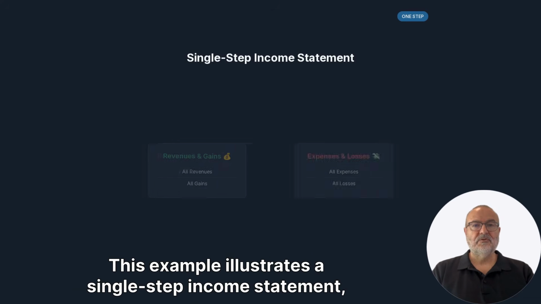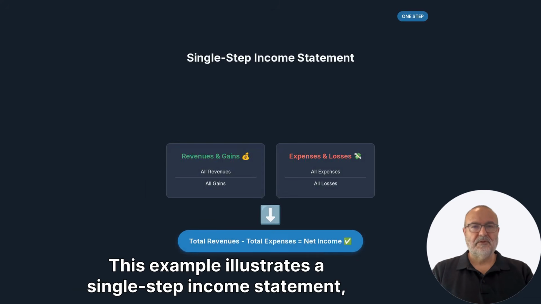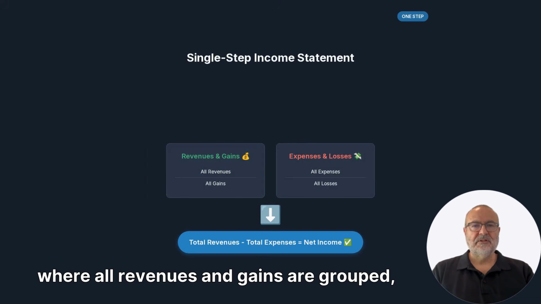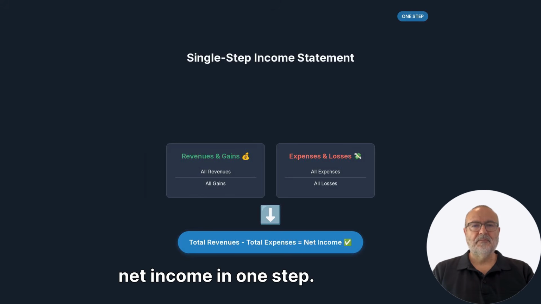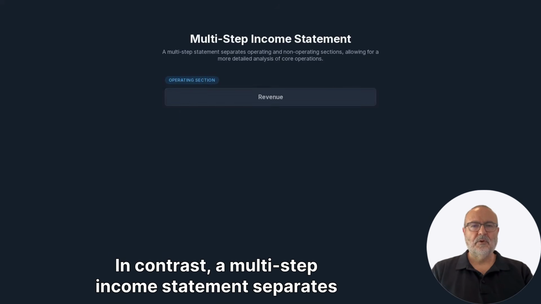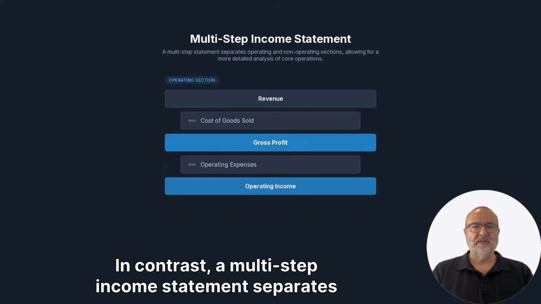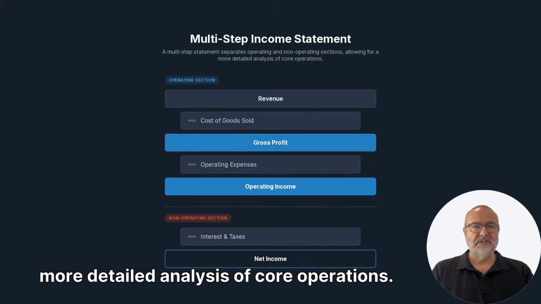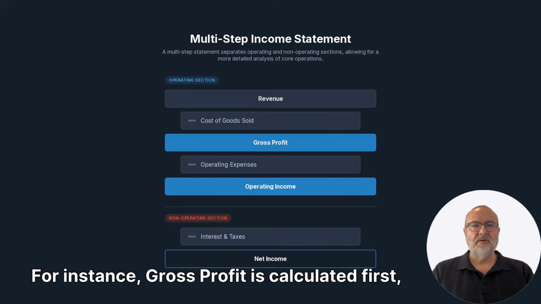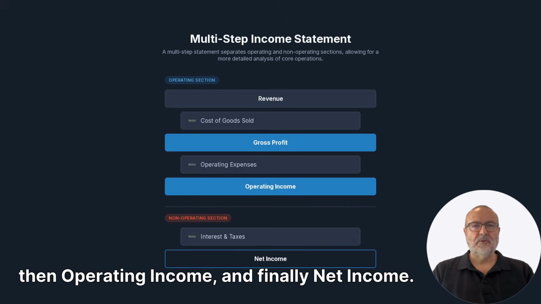This example illustrates a single-step income statement, where all revenues and gains are grouped, followed by all expenses and losses, computing net income in one step. In contrast, a multi-step income statement separates operating and non-operating sections, allowing for a more detailed analysis of core operations. For instance, gross profit is calculated first, then operating income, and finally, net income.